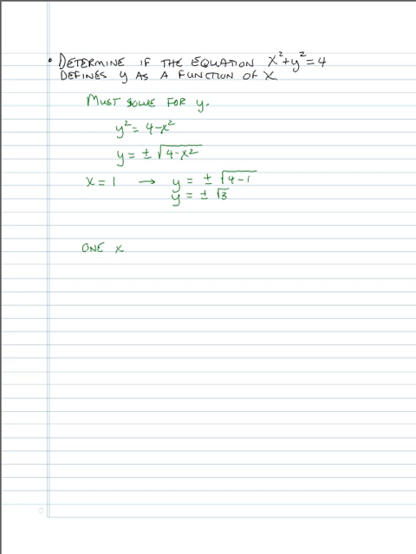So that means 1 x gives 2 y values. And so it cannot be a function. So y is not a function of x. Remember, to be a function, 1 x has to give exactly 1 y value. One valid x has to give exactly 1 y value. So this is not a function. This equation does not define a function.